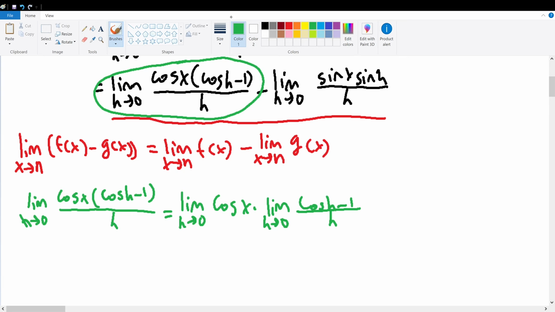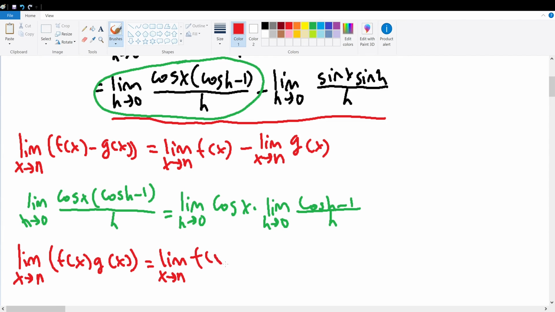The reason why we can do this again is because of another limit property, which states that the limit as our input variable x goes to n of the product of two functions represented by f of x and g of x is equal to the product of the limit as x approaches n of our first function f of x times the limit of our second function g of x when x approaches n. Therefore, we can apply it to obtain this limit right here.